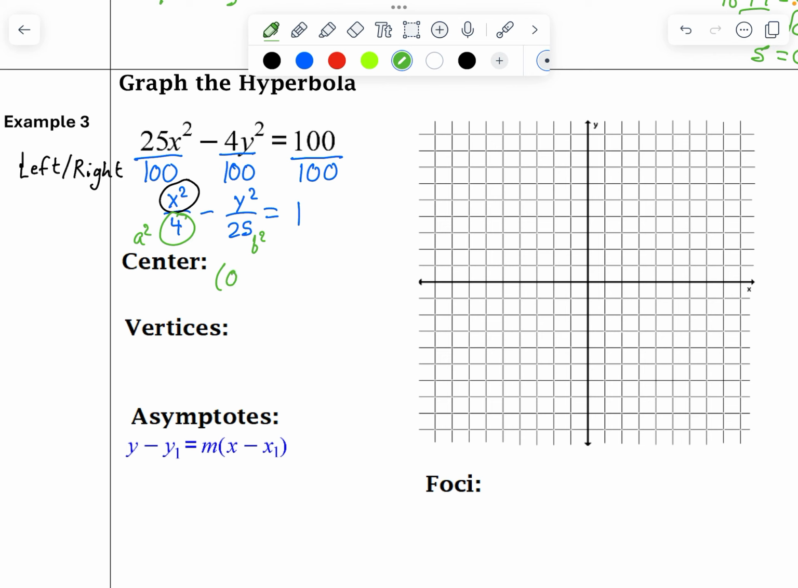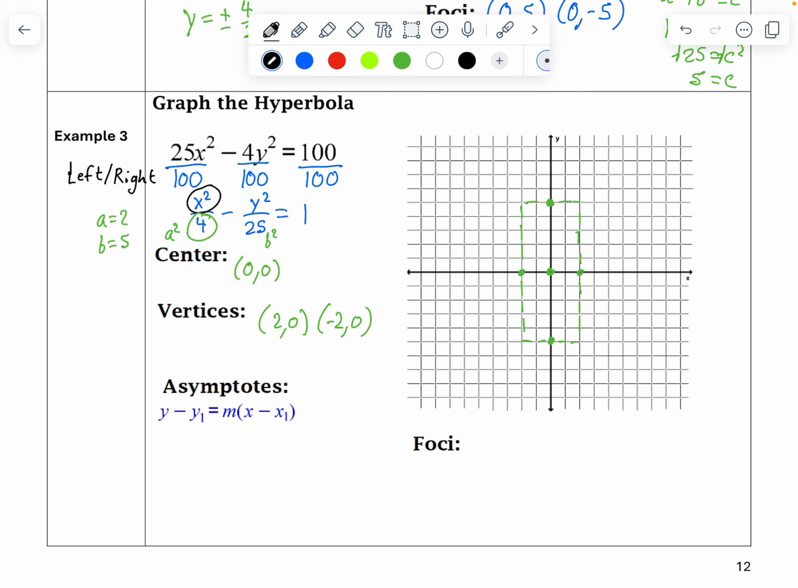So then your center is (0, 0), and your vertices are, since our a value is 2 and our b value is 5, we're going to go left and right by 2 because it's underneath the x. So it goes (2, 0) and (-2, 0). Then we're going to go up and down 1, 2, 3, 4, 5, and 1, 2, 3, 4, 5, down. I know it seems strange because the long part of this usually would be our vertices, but it's just whatever the a value is underneath, which in this case was x.